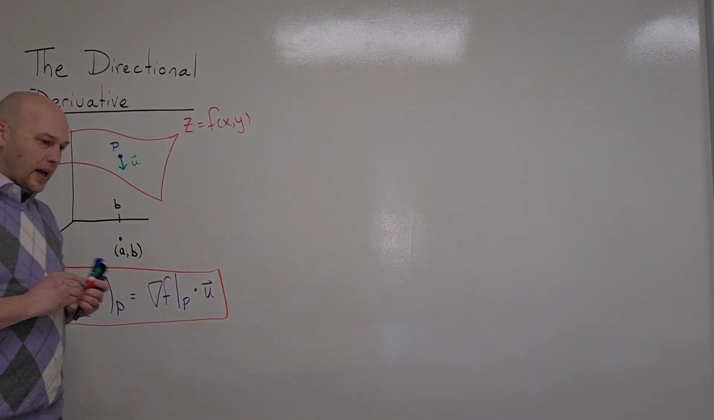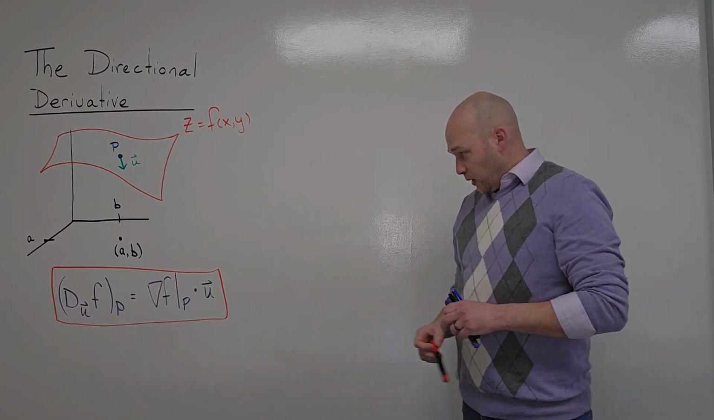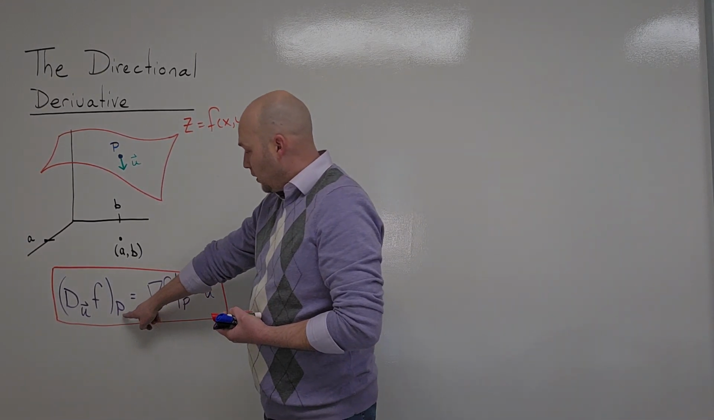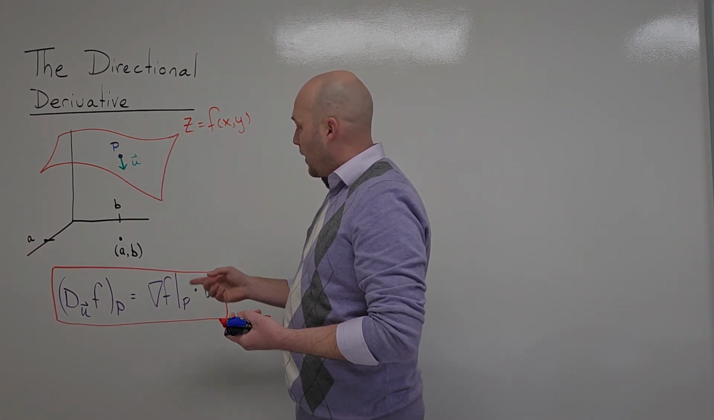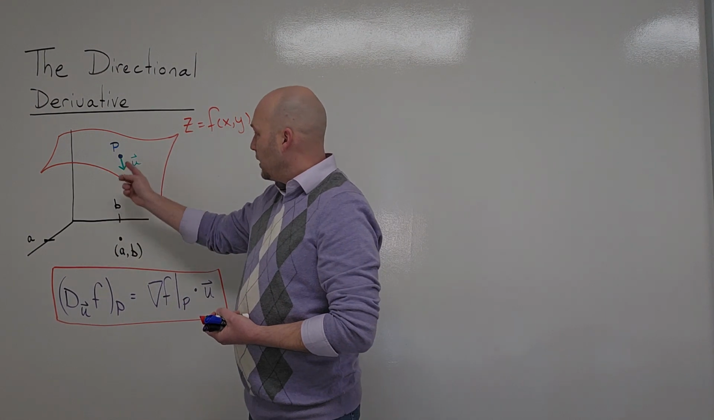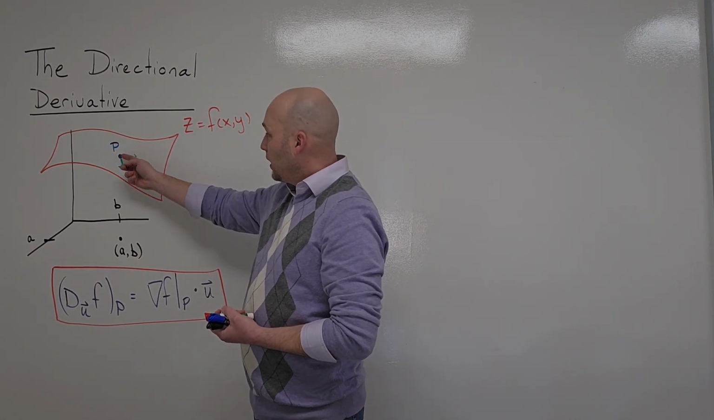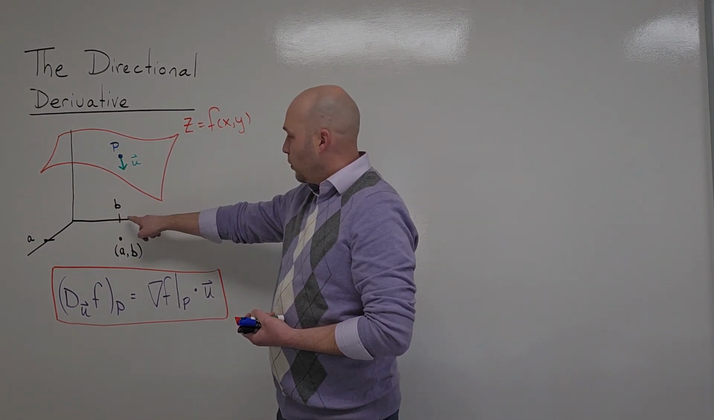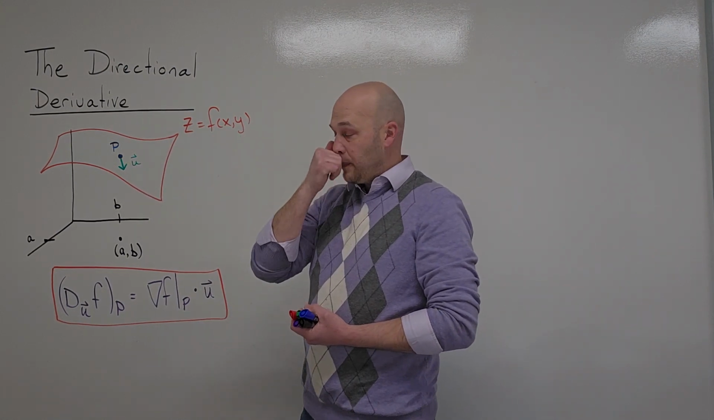Now, a quick comment on the notation. I'm actually using the point P in two different ways. The point P here refers to the point on the surface, which has three coordinates, since it's in three-space. So this would be A, B, Z. The first component is A, the second component is B, and the third component, Z, would be the function evaluated at A, B.